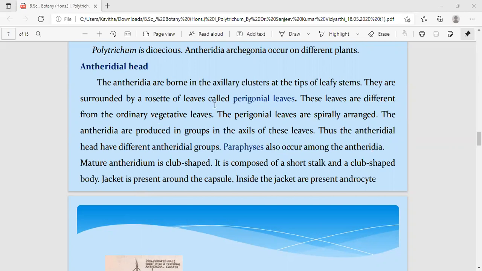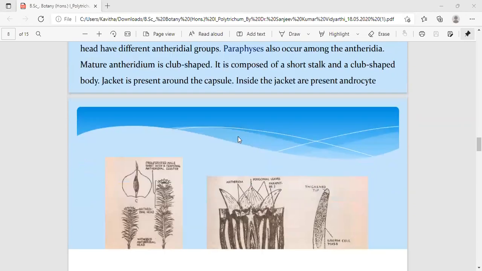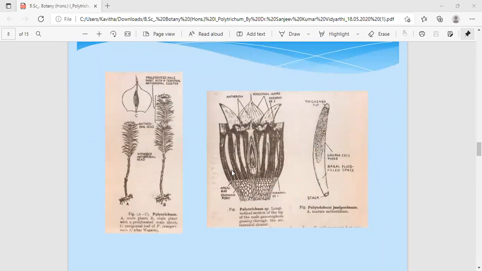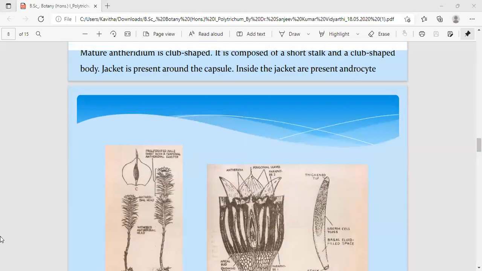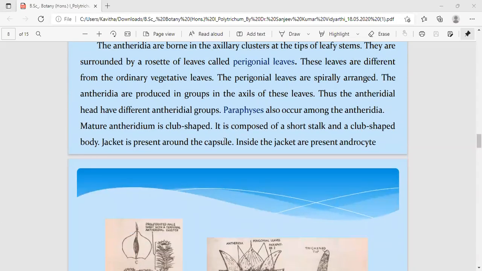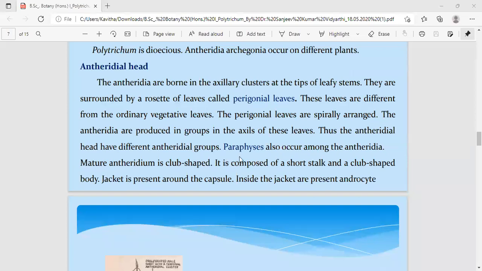So these antheridia are alternating with some leaves which are called paraphysis. They are considered to be sterile leaves, helpful for providing support to the antheridium. Am I clear? I repeat this.